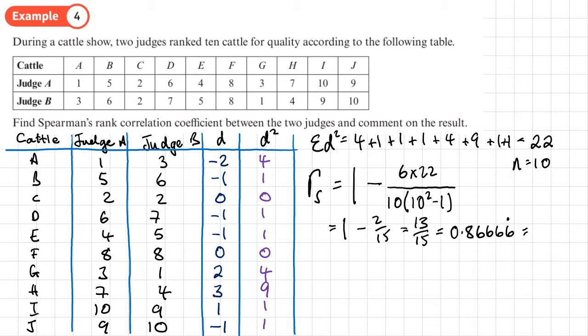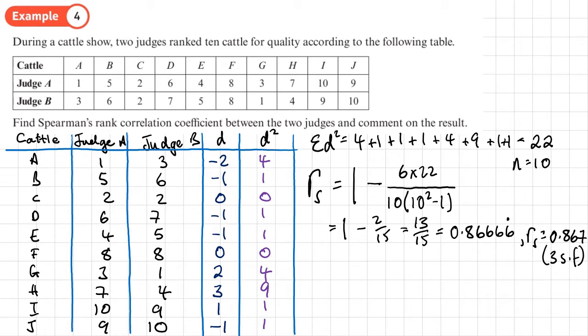So let's go for 3 significant figures and we'll write down our value as 0.867. So that's 3 significant figures. So now we've worked that out, we want to make a comment on our answer.